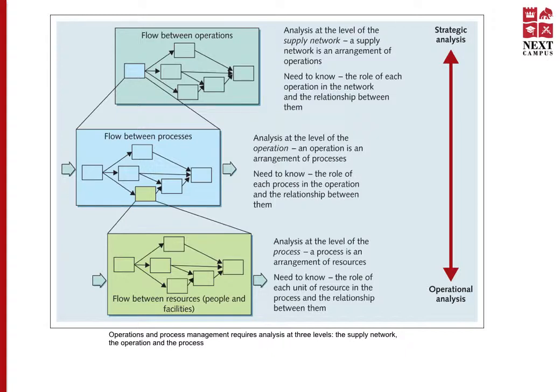The second level is the analysis of the flow between processes. Each operation would have multiple processes. An operation is an arrangement of processes. So at this level, organizations need to know the role of each process in the operation and the relationship between them. The third level is the level of processes.